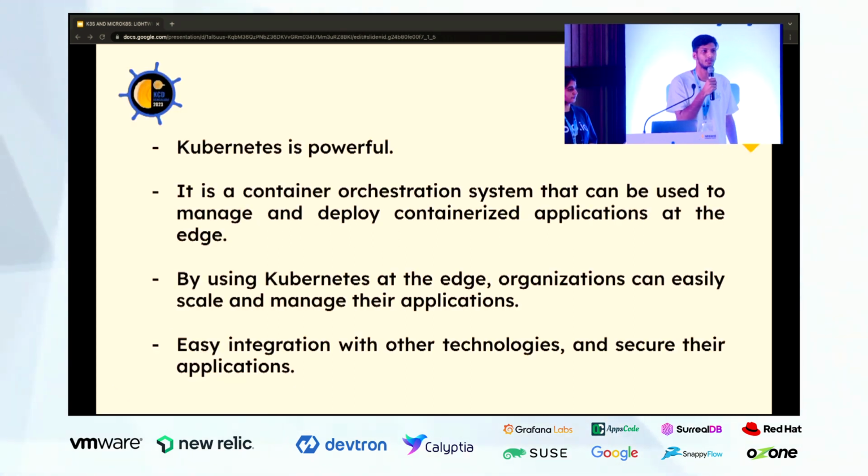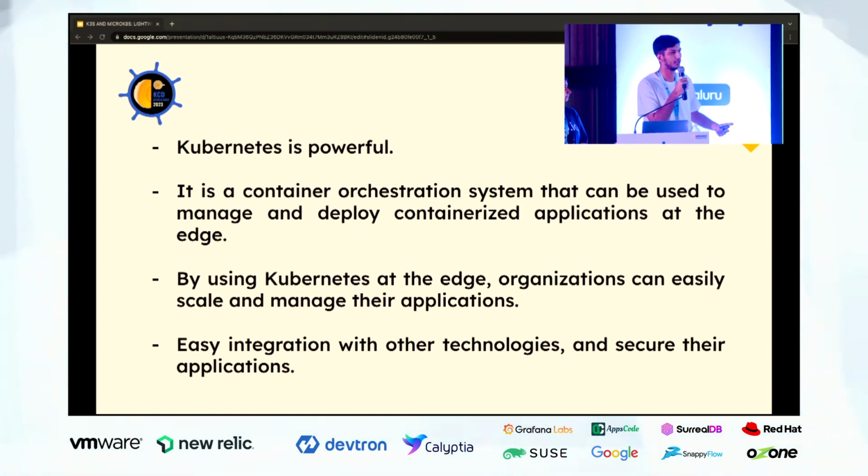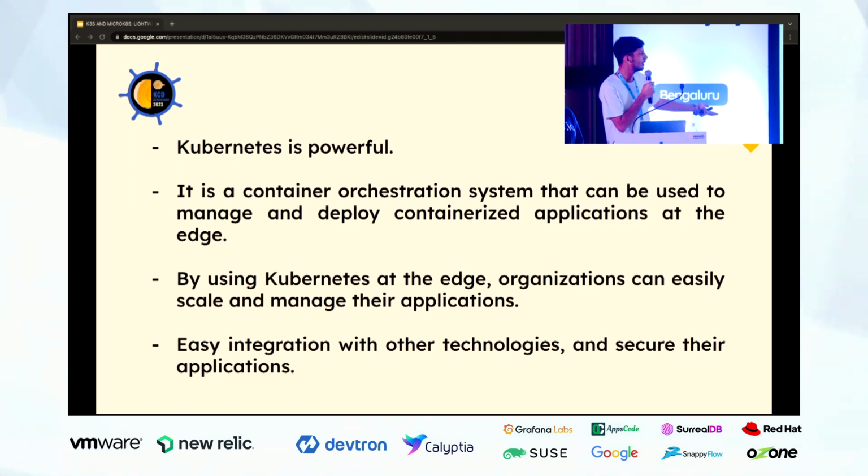Now we all know that Kubernetes is very powerful. It has developers from all around the globe contributing to the project, giving enhancements in various fields where Kubernetes is being used by various industries to help them in particular use cases. So we are obviously aware that it is a very powerful tool. Now Kubernetes is a container orchestration system that can be used to manage and deploy containerized applications. So Kubernetes basically helps you to abstract away the complexity of container orchestration, and by using Kubernetes at the edge, organizations can easily scale and manage their applications.